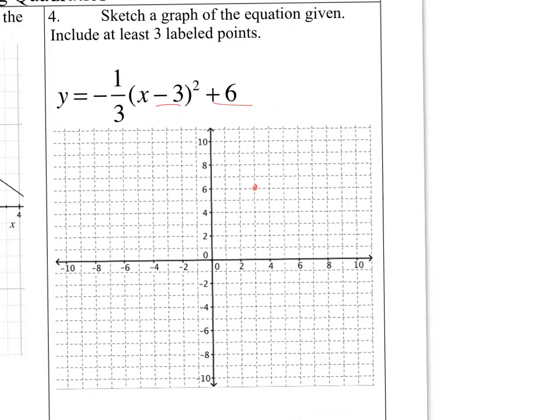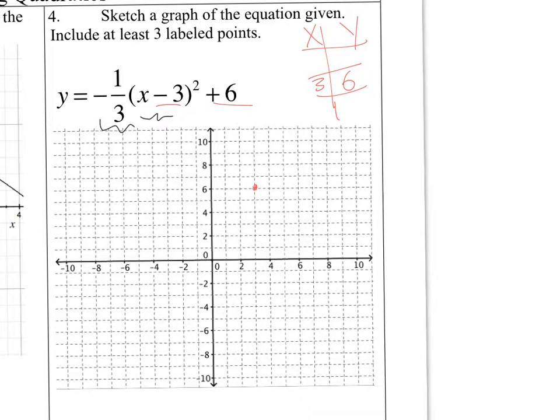Now from this, I'm going to make a decision. Because I've chosen the point (3, 6), I know that's my vertex. However, I have a negative a third in front, and that makes for an awkward problem, because if I multiply negative a third times whatever this is, I'm going to get a fraction. What I'm going to choose are some x values to make this a little bit easier to work with. In other words, multiples of 3.